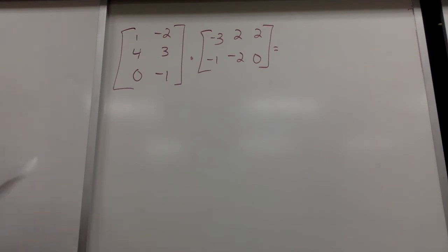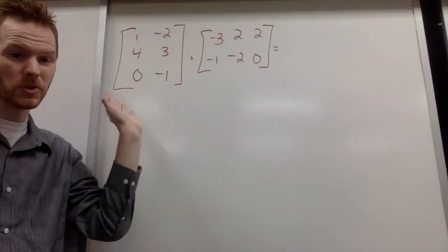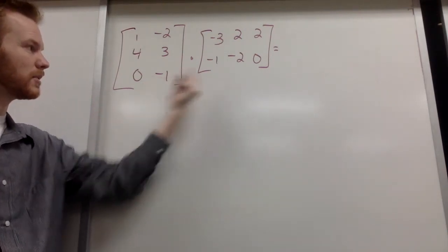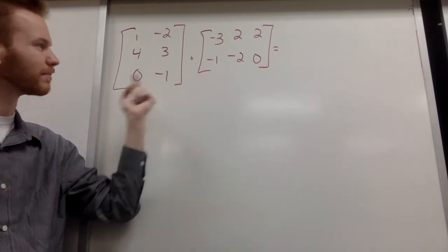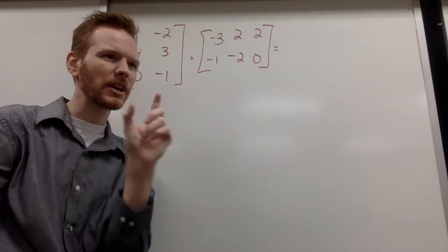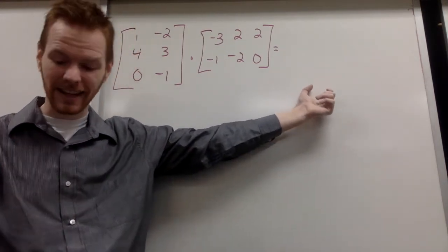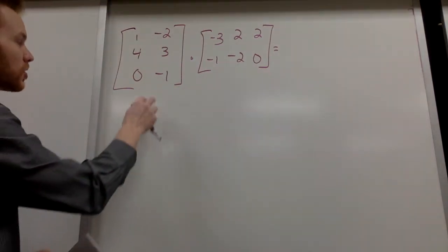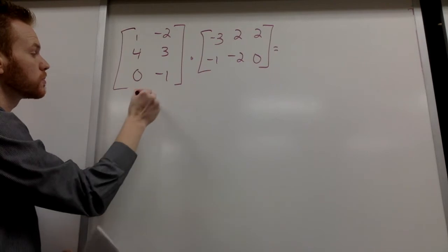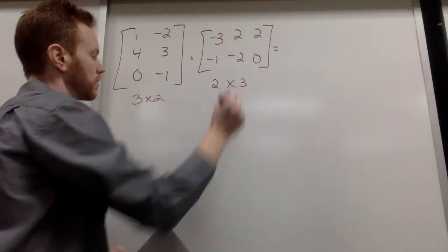I don't know if you caught this or not, but I changed the dimensions. The problem before this, the matrices were reversed. So I'm switching it up. And here's the cool part. When I switch them up, the answer is going to be a different size. Okay, this answer is not going to be a 2 by 2. So let's first look at the dimensions. So this guy is 3 rows by 2 columns. And then this guy is 2 rows by 3 columns.